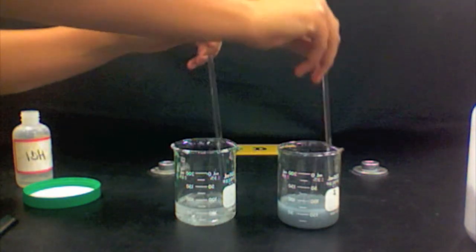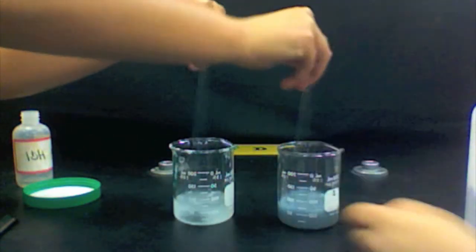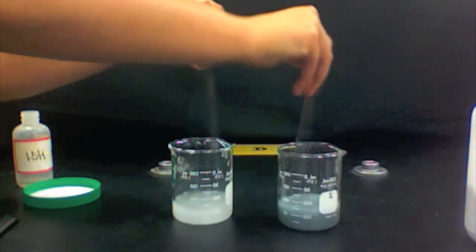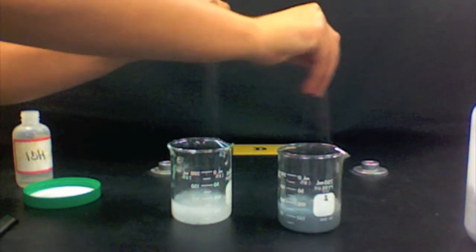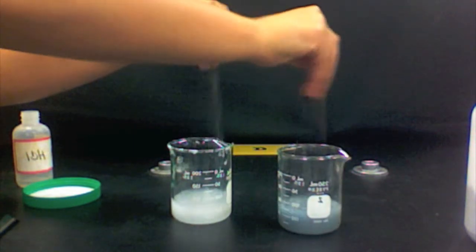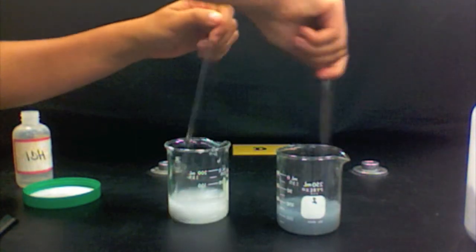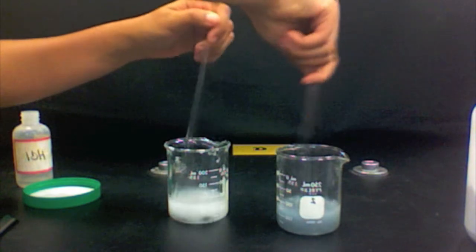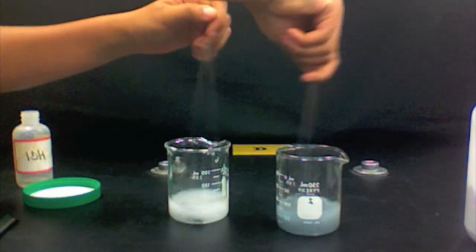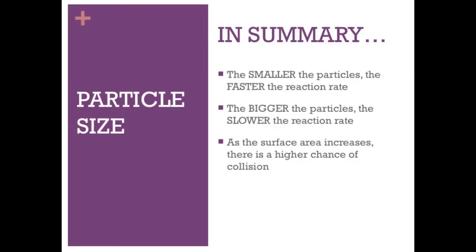Then we will begin to stir. As you can see, the powdered zinc has already reacted much faster. It is still reacting, however, the solid zinc is bubbling much faster than the powdered zinc. Now remember, the smaller the particles, the faster the reaction rate. The bigger the particles, the slower the reaction rate. As the surface area increases, there is a higher chance of collision.